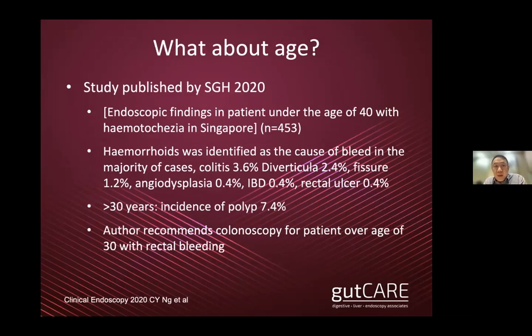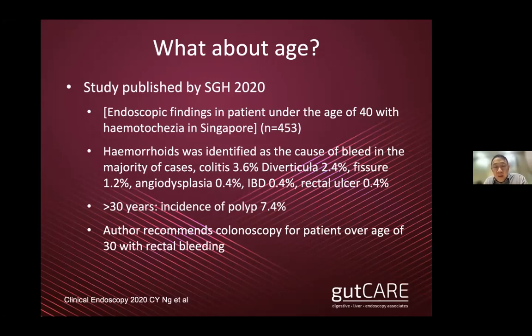What about age? If you go to some guidelines, they'll say above the age of 40, if there's PR bleed, you should refer for colonoscopy. Locally, SGH published a paper in 2020. They looked at 453 patients with hematochezia, meaning PR bleed, as the only symptom, as indication for scope for patients below the age of 40.